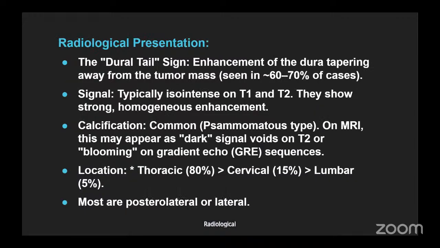Radiological presentation is also very typical. You're going to see a well-defined, homogeneously enhancing lesion, which is causing compression over the cord. There is going to be a dural sign, not always, but it can be there. Calcification can be there. And thoracic spine is a much more common location in comparison with cervical or lumbar.